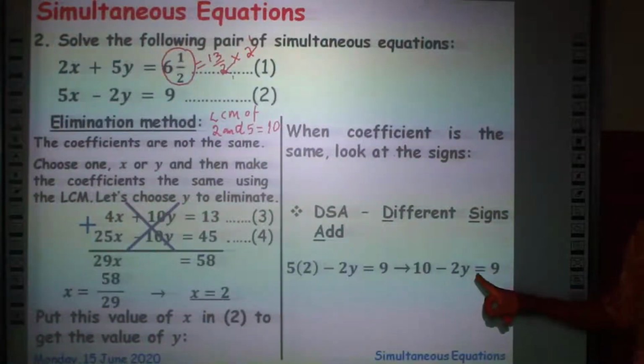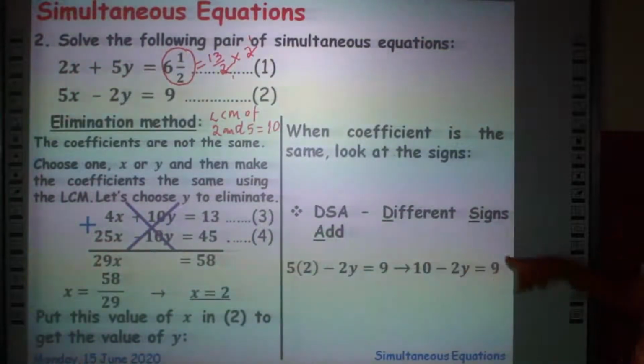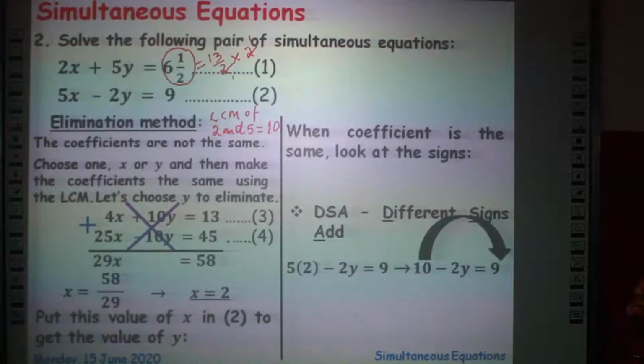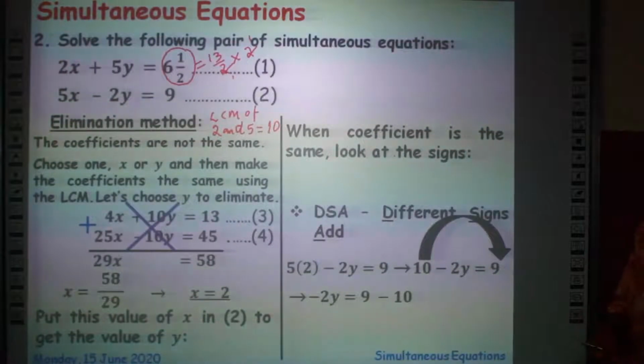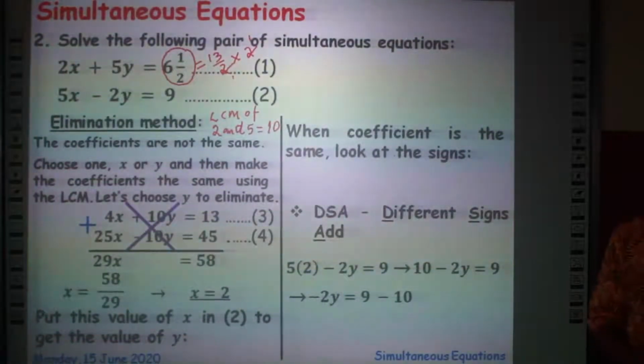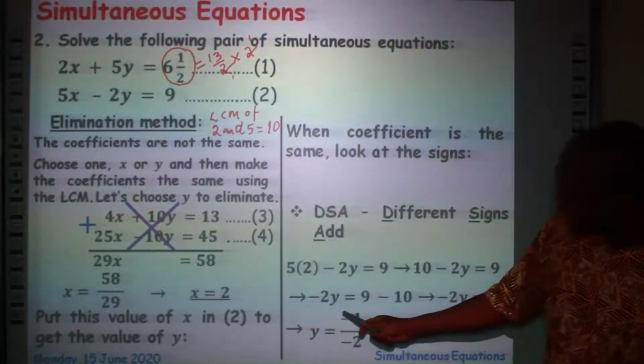Now we're trying to find y. So you keep this, but then you move the 10 from the left hand side to the right hand side. And when you do that, the sign changes. And so you have minus 2y is equal to 9 minus 10. And 9 minus 10 is minus 1. So you have minus 2y is equal to minus 1. And then to get y, you simply divide both sides by minus 2. And when you divide both sides, the minus will cancel.